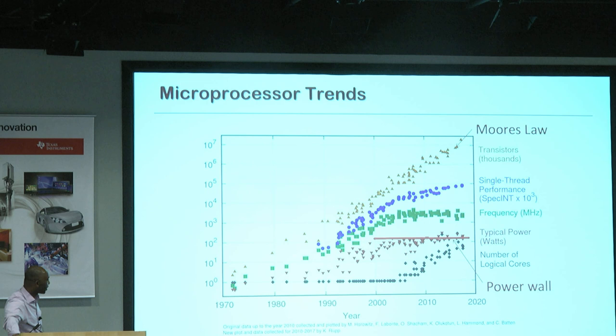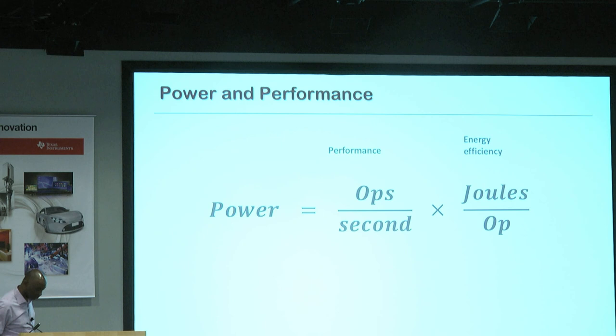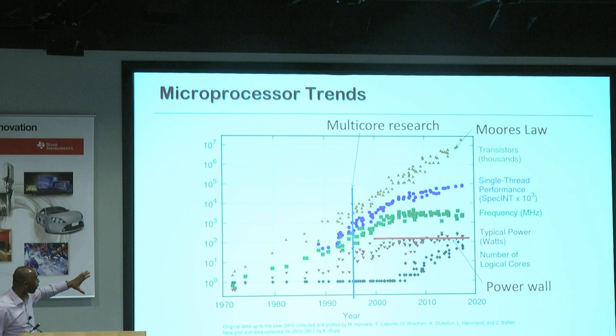And the response, of course, of the microprocessor industry was to go to multi-core. Of course, we did that research in the mid-90s. It didn't take the industry by storm until they ran into the power wall, but we had laid the groundwork. And so fundamentally then, we need to figure out what we're going to do now that multi-core has run out of steam too.